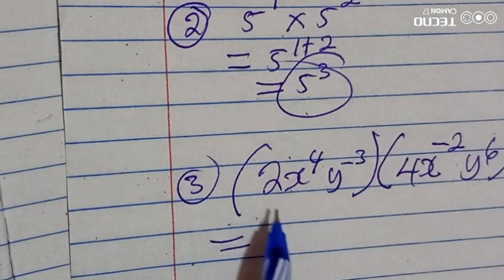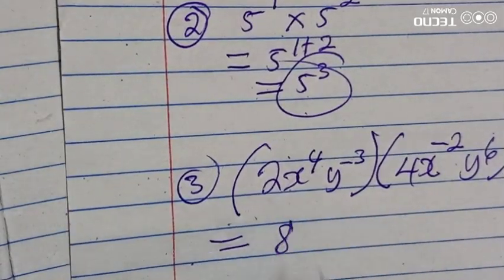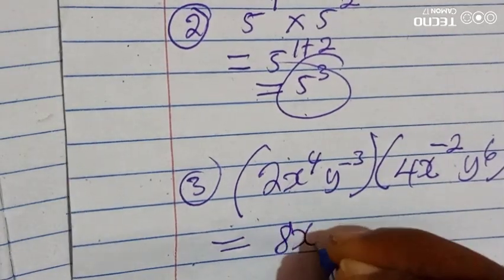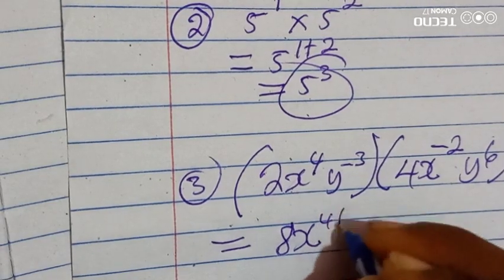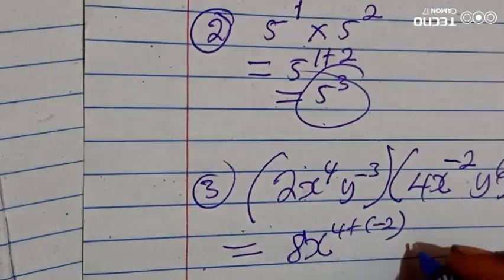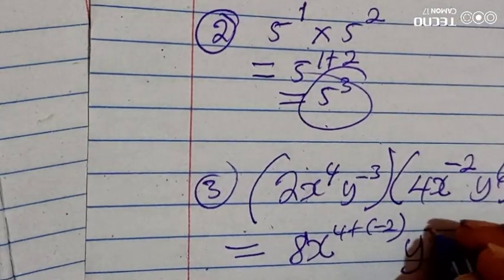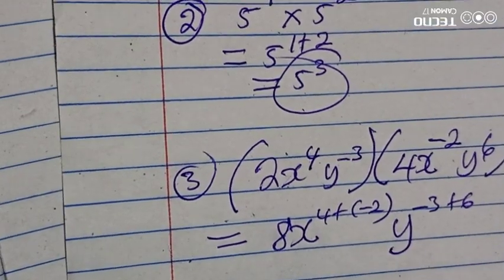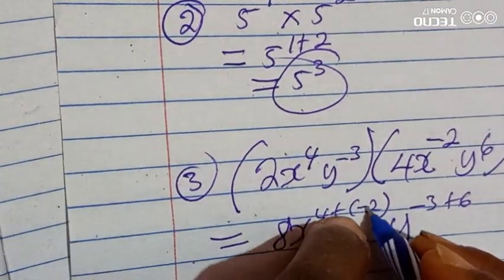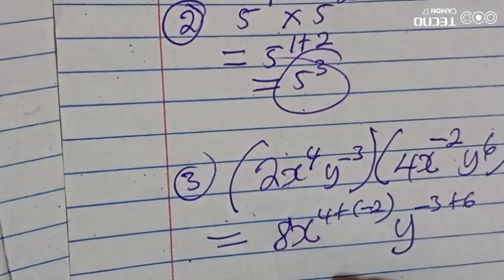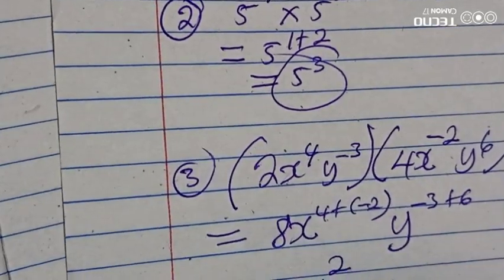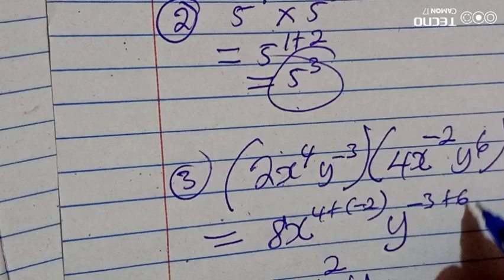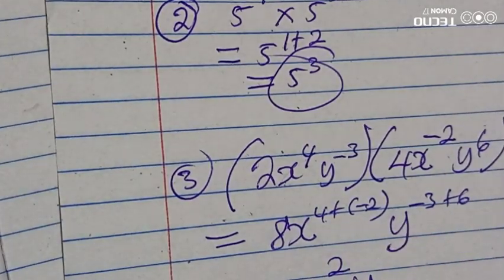So what we're going to do, multiply 2 times 4 gives us 8. Now x will be x to the 1, 4 plus minus 2, y to the minus 3 plus 6. Okay, so this will simply be equal to, because this is positive and negative gives us negative. So 4 minus 2, so it will be 8x squared y, minus 3 and plus 6, we're going to subtract, but since the greater number is 6, our answer will end in positive, so it will be 3.